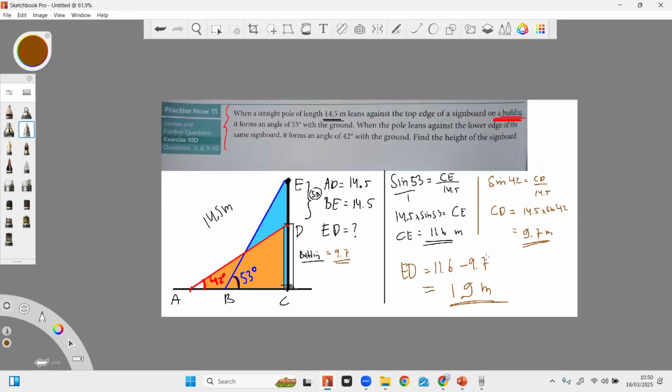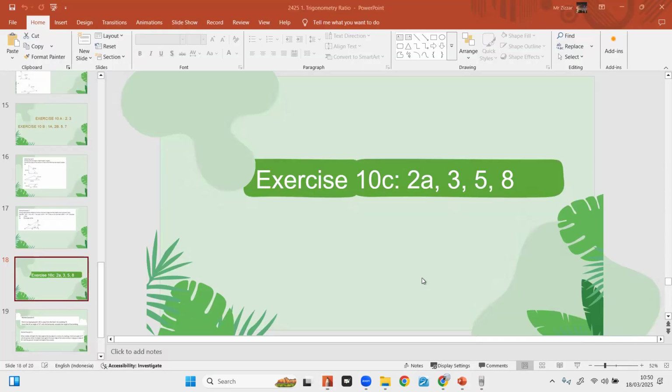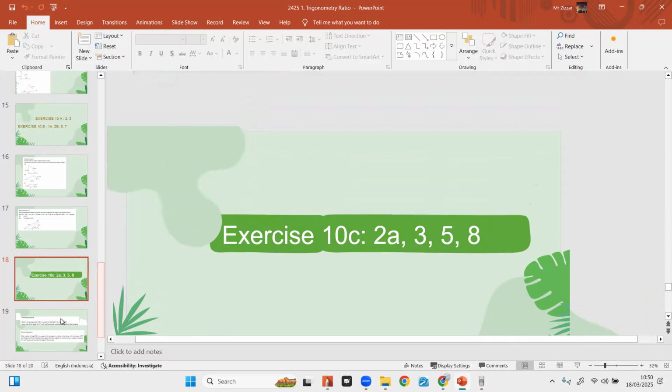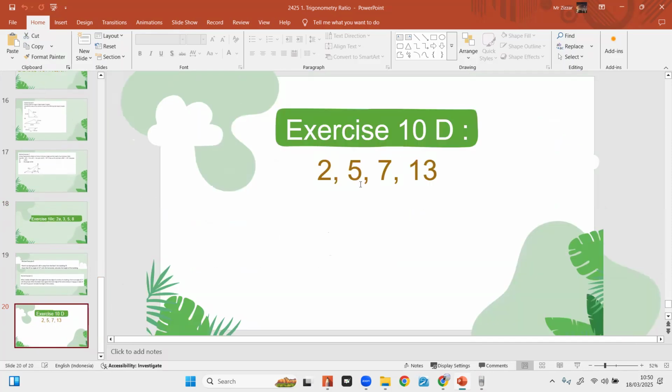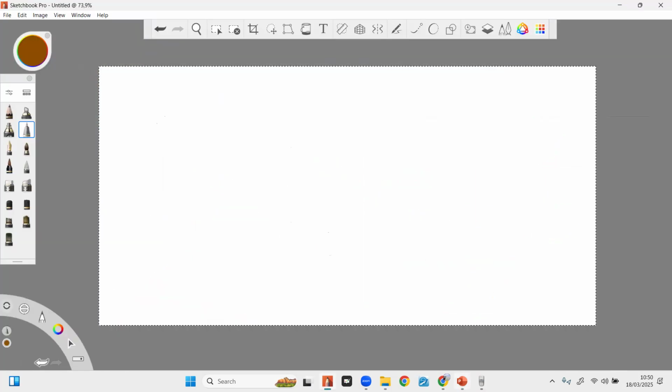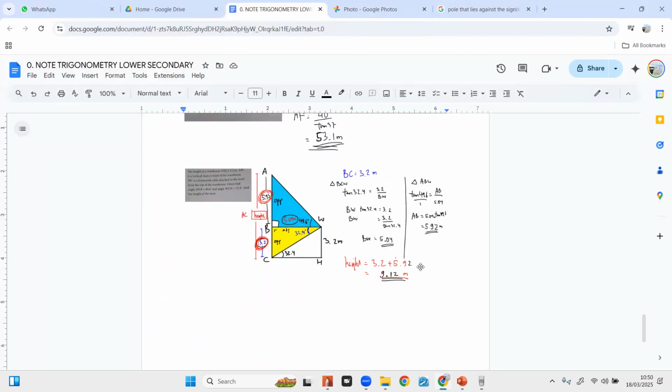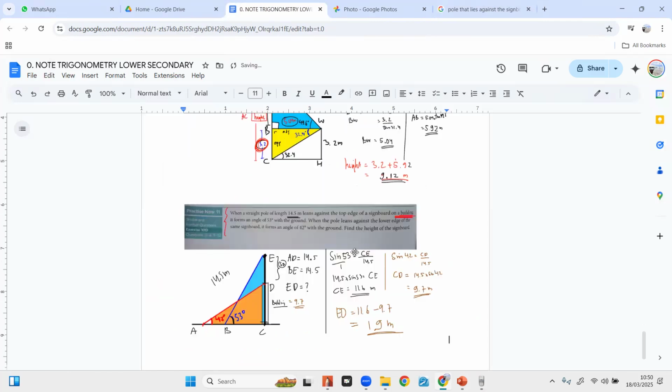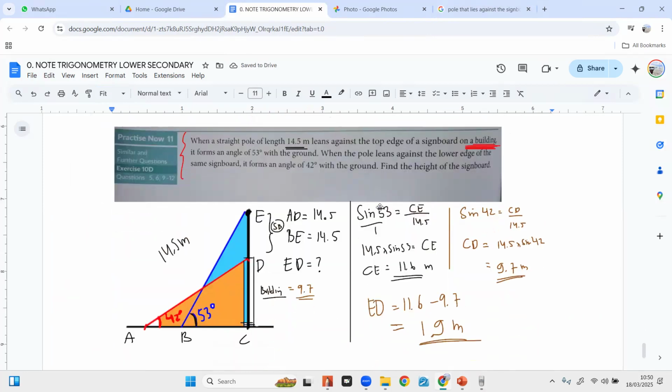Okay, that's it for today. Hopefully you understand all the explanation. Then we can go for the practice later. Good job, everyone. The hard question is this: you need to model the question. The hardest part is you don't have the drawing. You need to create your own drawing and make sure that it is accurate. Okay, see you guys. Bye.